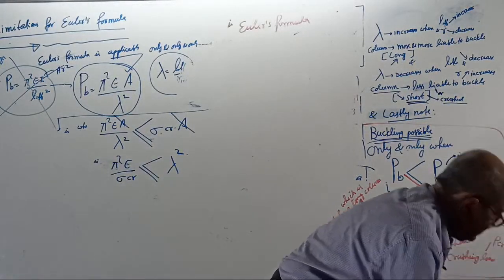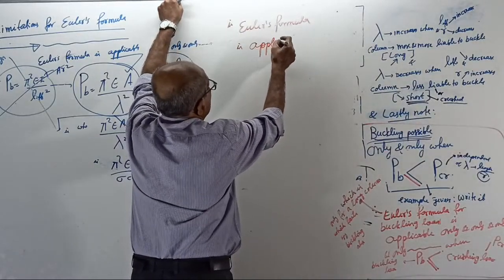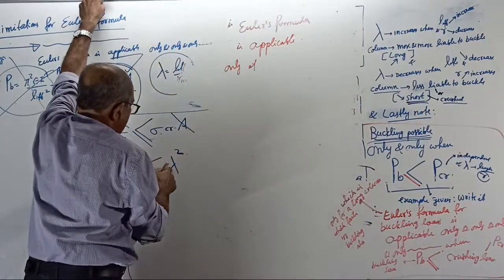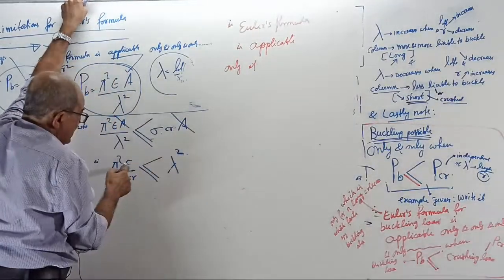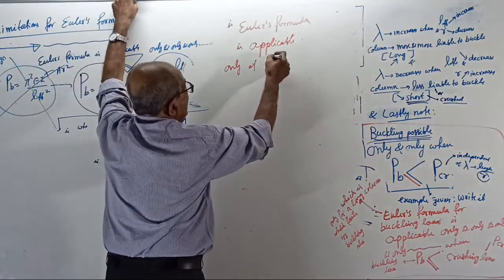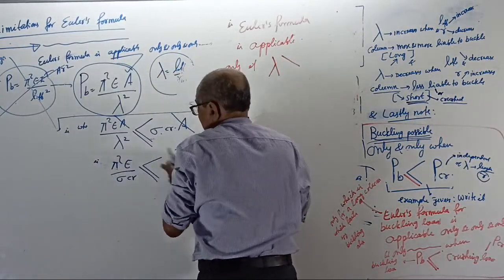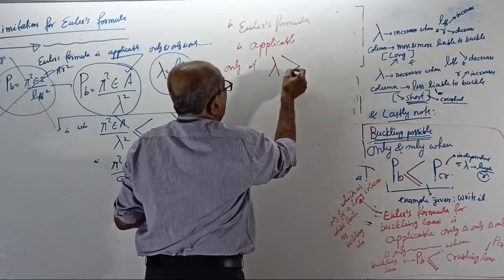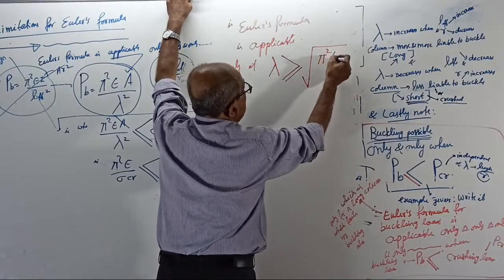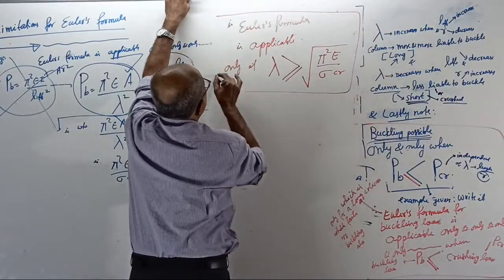Euler's formula is applicable. Remember, not fully applicable. Applicable only if lambda square is more than pi square E by sigma CR. Only if lambda is either equal to or more than root of pi square E by sigma CR. Fully clear or common sense?